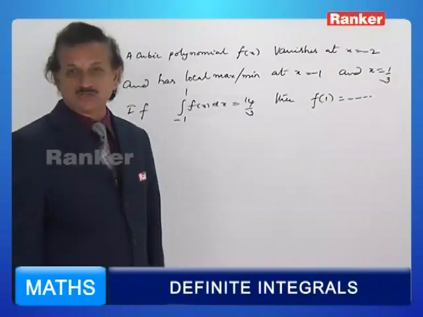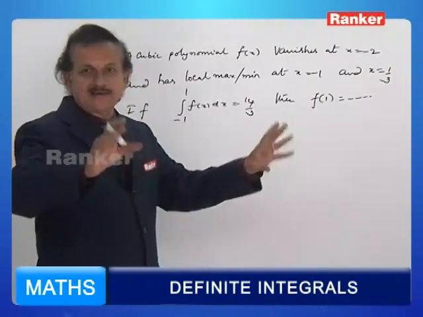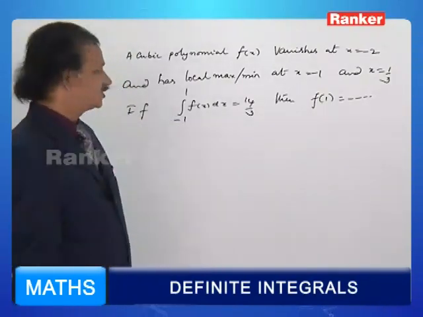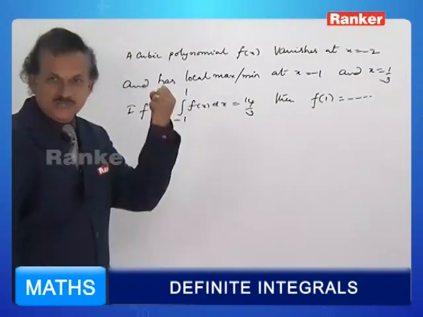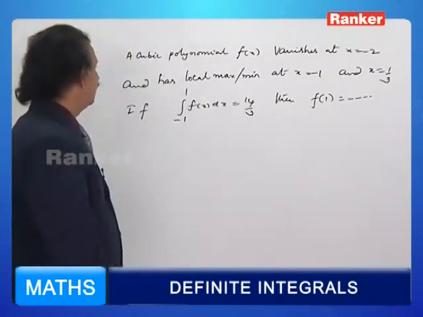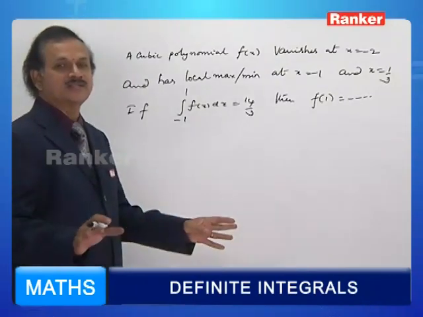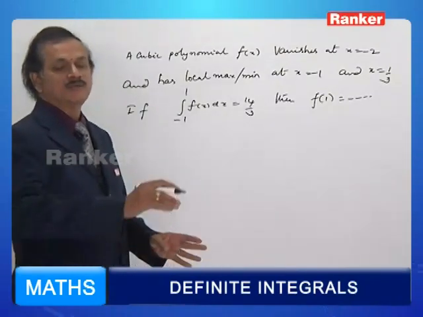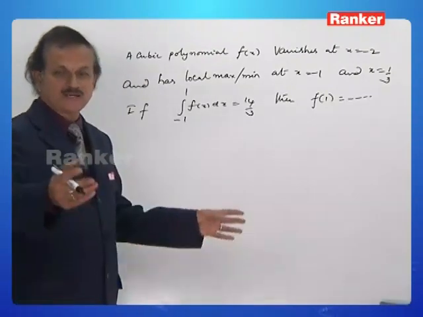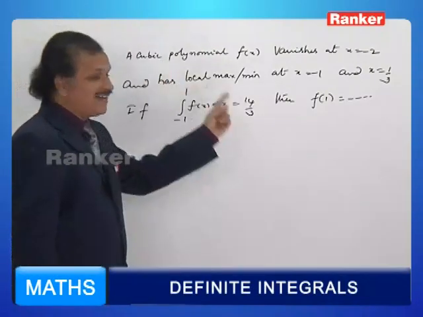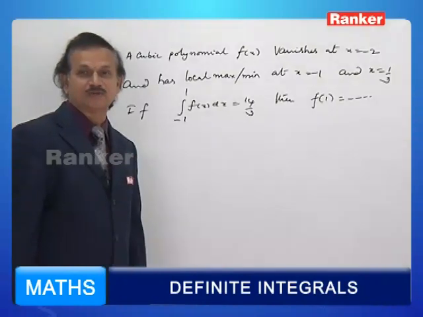For this question also, a lengthier data has been given. Let us try to make use of the essence given in the data. A cubic polynomial f of x. Okay, we can understand that f of x is equal to some ax cube plus bx square plus cx like that. It vanishes at x is equal to minus 2.